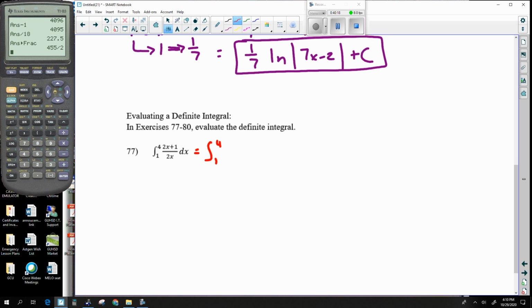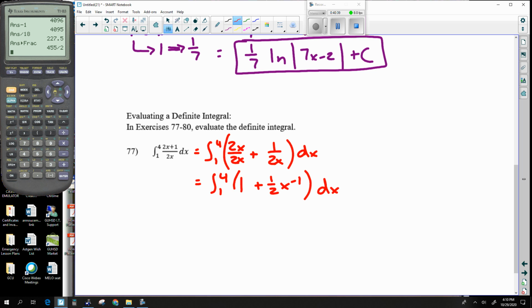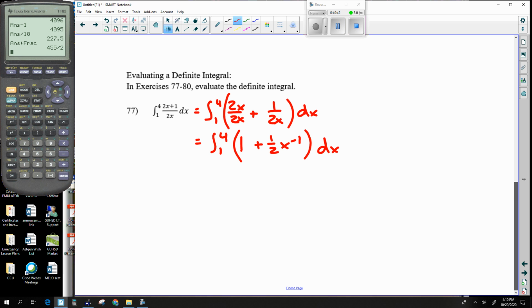So this is going to be 1 to 4 of 2x over 2x plus 1 over 2x. So this is 1 to 4 of 1 plus 1/2 x to the negative 1. I'll split that into 2 separate integrals. I'll do the 1, so that's going to be x. And x to the negative 1, that's going to be ln.